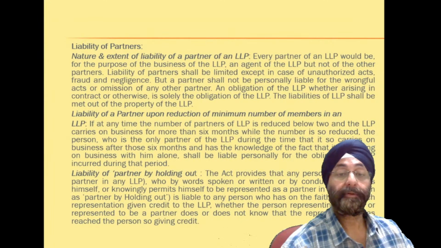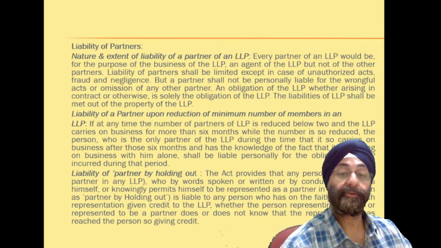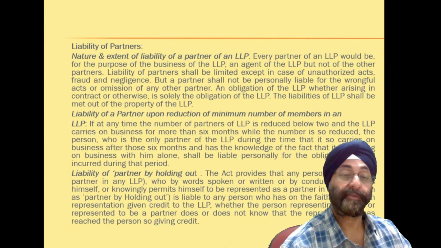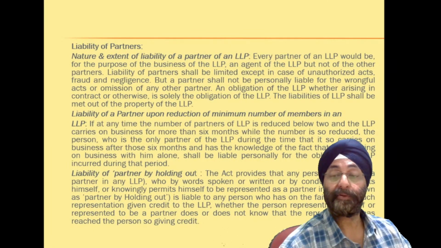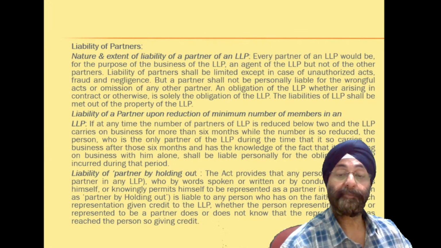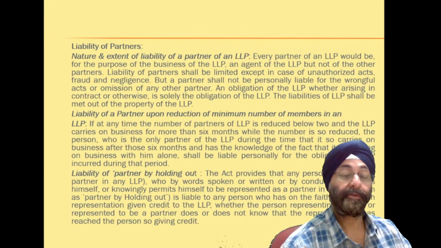Liability of the partner upon reduction of the minimum number of members in an LLP. If at any time the number of partners of an LLP is reduced below 2 and the LLP carries on the business for more than 6 months while the number is so reduced, the person who is the only partner of the LLP during the time that it so carries on the business after those 6 months, and has the knowledge of the fact that the business is being carried on with him alone, shall be liable personally for the obligations of the LLP incurred during that period.